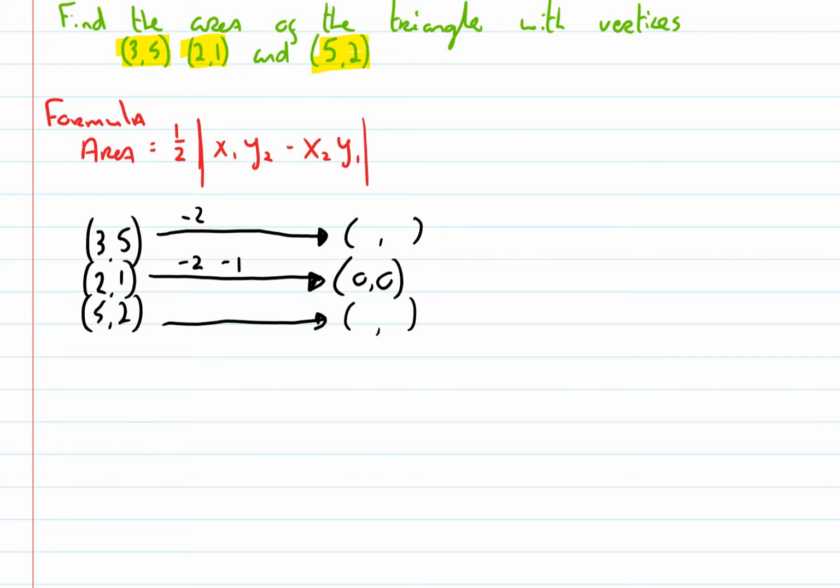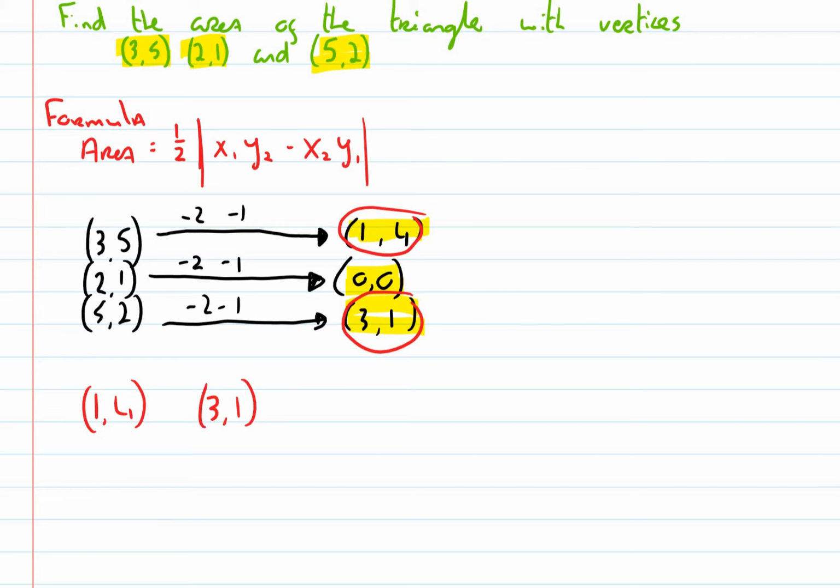So I minus 2, minus 1, for each point. 3 minus 2 is 1, and 5 minus 1 is 4. And 5 minus 2 is 3, and 2 minus 1 is 1. Now I have three new points. I choose the two points that are not (0, 0), and I use them. So I have (1, 4) and (3, 1). I label them x1, y1, x2, y2.